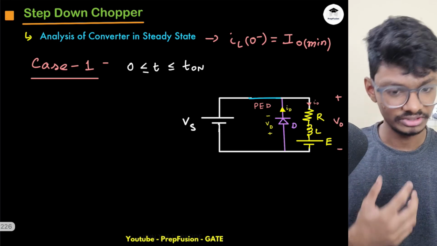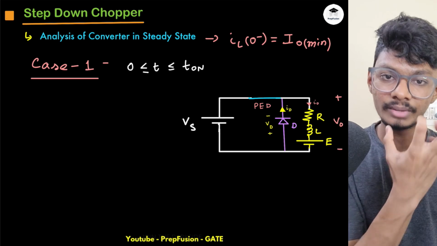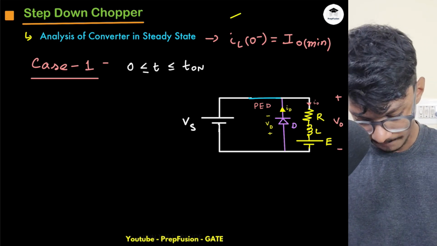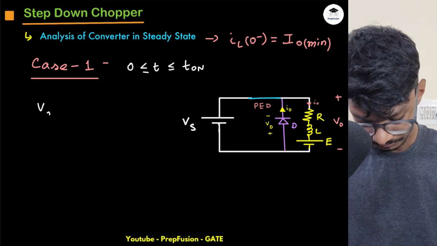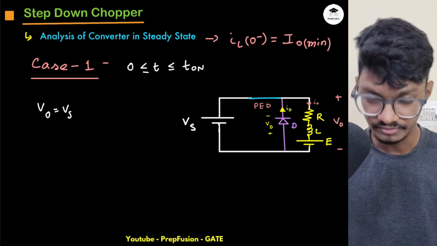Again, for case 1, now I will directly do this in steady state. I have assumed that my initial inductor current is some minimum current IO minimum. It is not 0, it is greater than 0. So obviously what is my VO? My VO is equal to Vs.